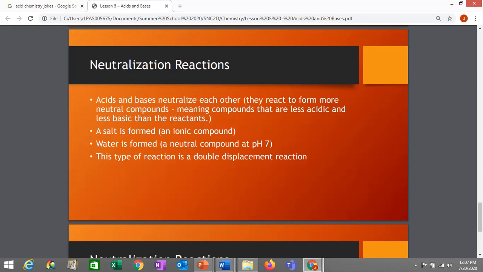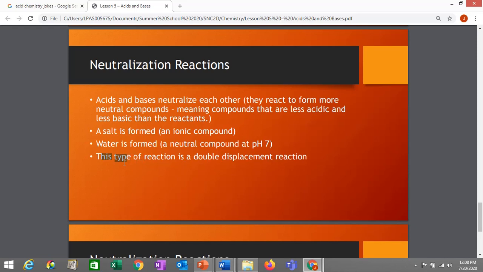So what do they actually form when they react together? They'll form something called a salt, which is really just an ionic compound. NaCl is a salt, but so is KBr, so is calcium chloride, CaCl2, for example. All the ionic compounds that we've dealt with before in this course, if they are created in this kind of reaction, we just call them a salt. Water is also formed, and as we said, water is not acidic or basic. It's pH 7. Depending on the situation, it can behave in one way or the other, but we generally say it's a neutral substance. And this type of reaction is actually really just a double displacement reaction.